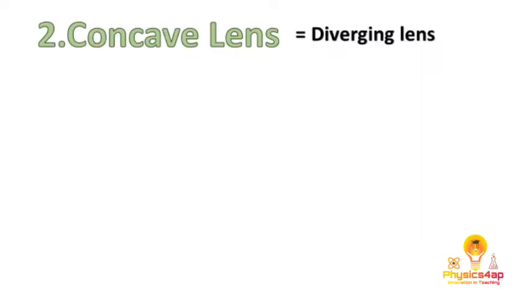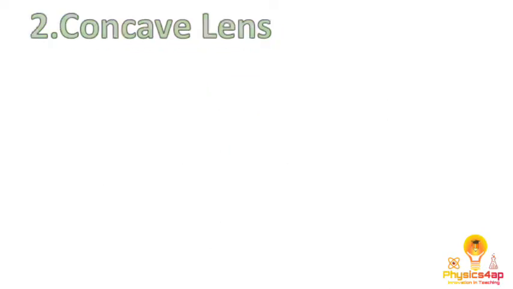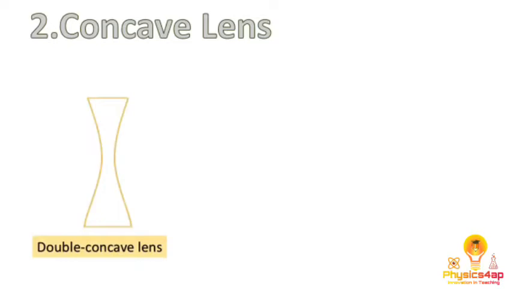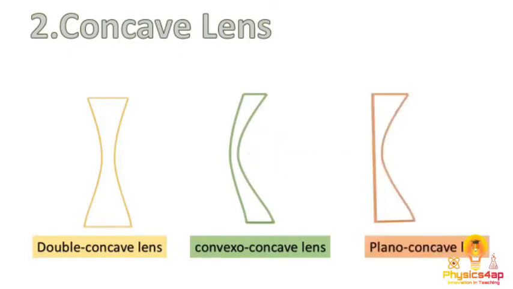Let us see the concave lens. The concave lens is also called a diverging lens, where the edges are thick and the middle, near the optic center, is thin. Let us see the types of concave lenses. The first is the double concave lens, also called biconcave, which is thin in the middle. Another is convexo-concave, which is thin at the middle and thick at the edges. Another is plano-concave, where one surface is plane and the other is concave.